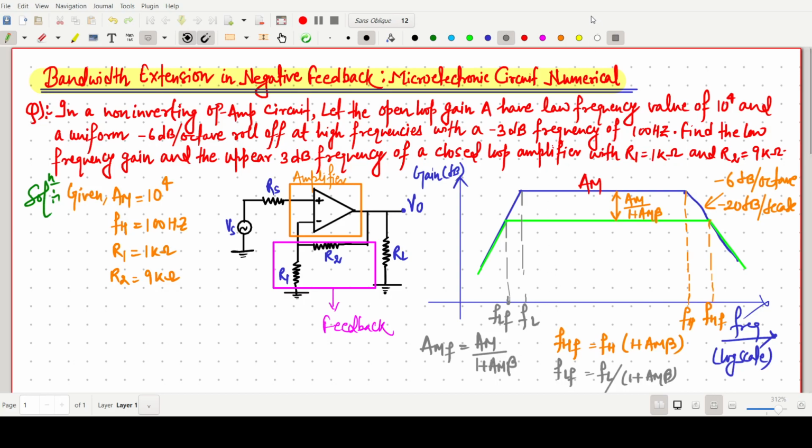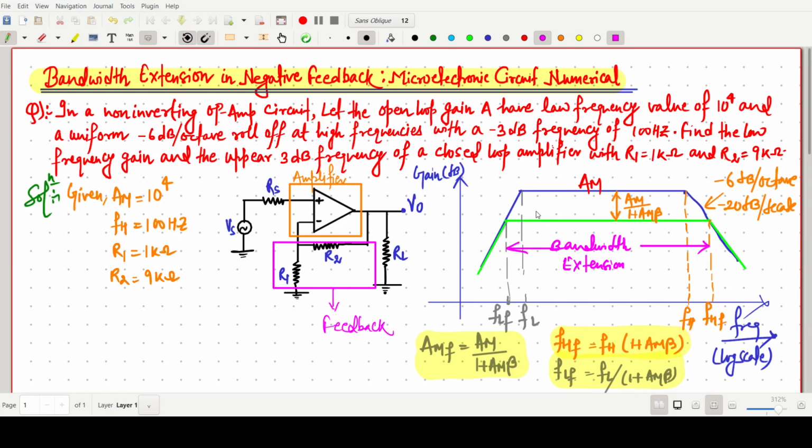This formula is very important. For more detail, you can follow my video on this topic. I will put the theory link in my description box. These are the three important things that we have to know, and this is the concept of bandwidth extension, we can say. I am also writing this one as the extended bandwidth. So we can write it as bandwidth extension in negative feedback.